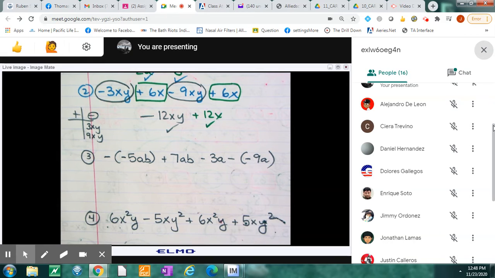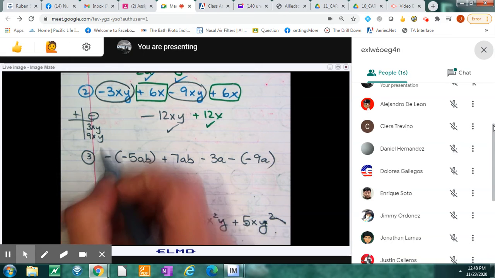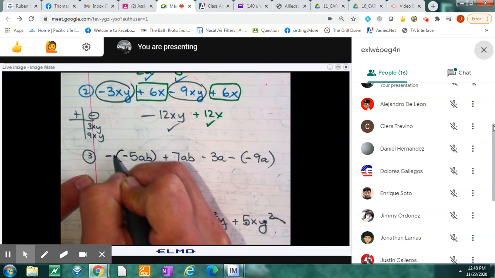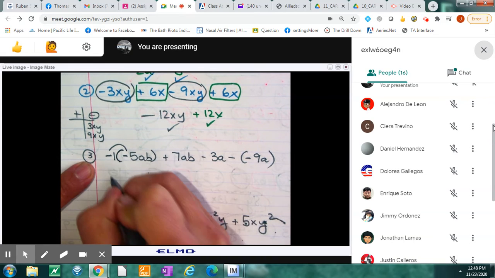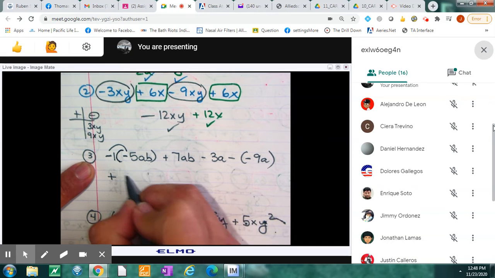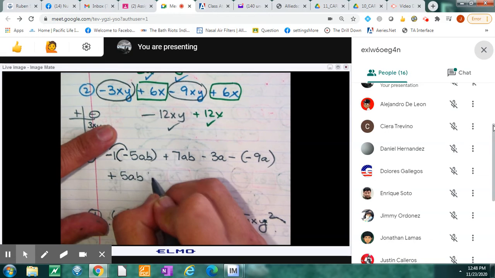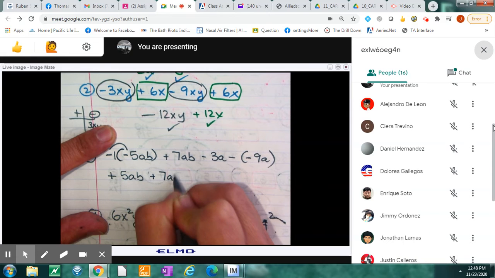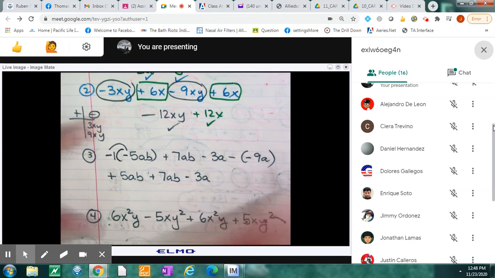So be careful here because you have a negative, and remember, a parentheses means what? Times, right? So negative times a negative. So I can put a 1 here. So negative times a negative is positive, and then 1 times anything is going to give you that same thing, right? The same thing. And then plus 7ab, leave it alone. Minus 3a, leave it alone. And then what about the next one?